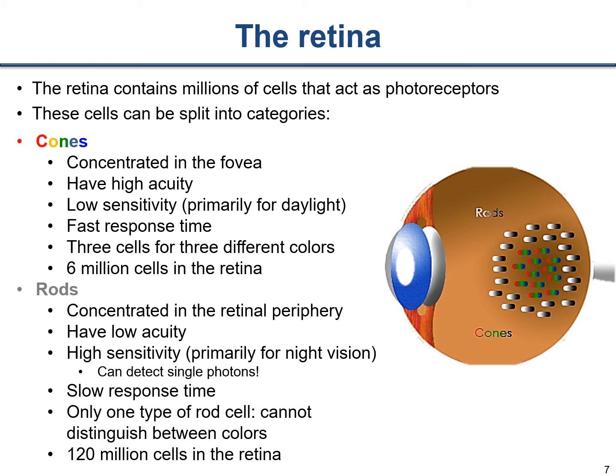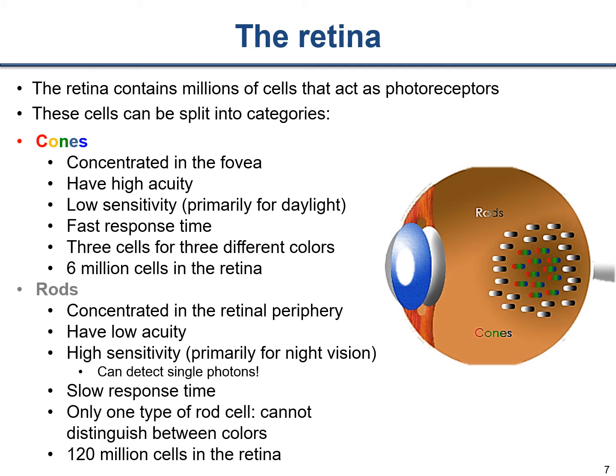Okay, so cones are concentrated in the fovea. They have very high acuity, and this is how we sense color. There are 3 different types of cones, and they respond primarily to 3 different types of wavelengths, although as we'll see, it's a transfer function. And this allows us to see in color. Now the cones have a fast response time and low sensitivity, so they're primarily for daylight vision.